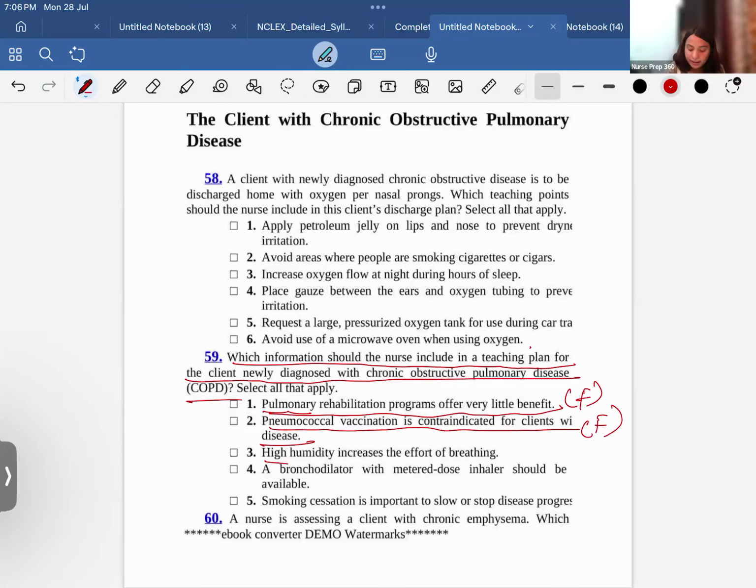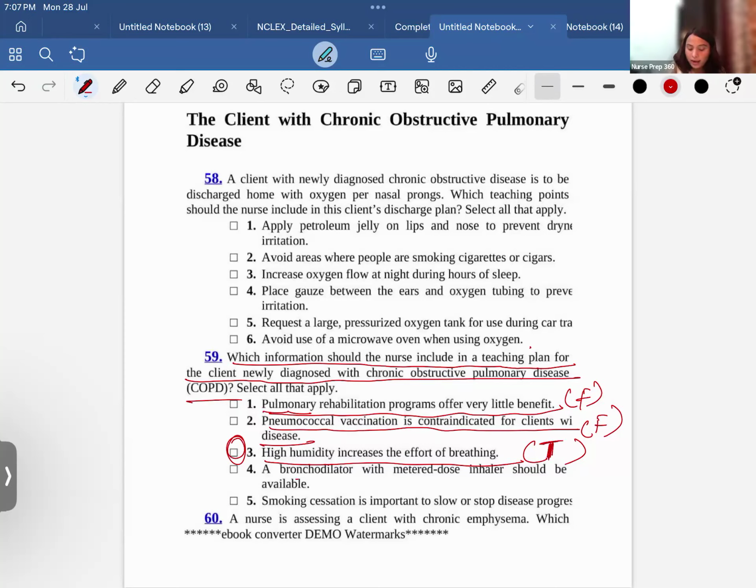Next: high humidity and high altitude increase the effort of breathing. True or false? True. You told us on Saturday that we have to give proper vaccinations to these COPD patients, so I'm talking about option number 3. It's true, breathing is difficult in COPD patients.